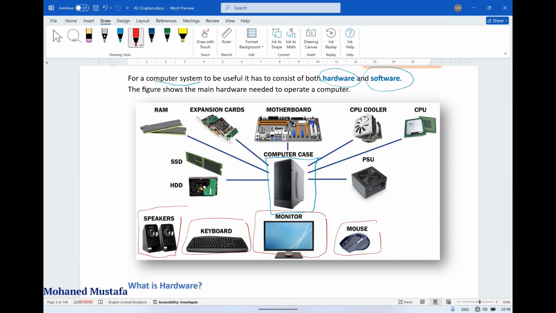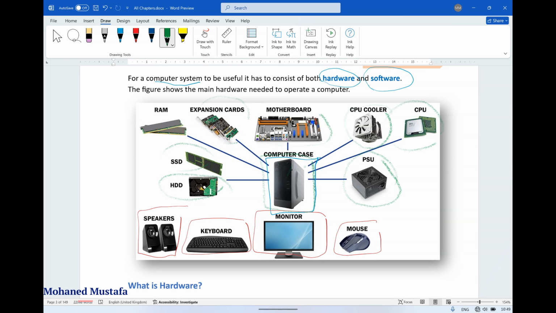However, if we look inside the case, you will find that some of the components are hidden from you. Some of the components are where? Inside this case. And these components, like the motherboard, the CPU cooler, the CPU, expansion cards, SSD, HDDs, and the power supply. All these components are inside the computer case. That's why we call them internal physical components.